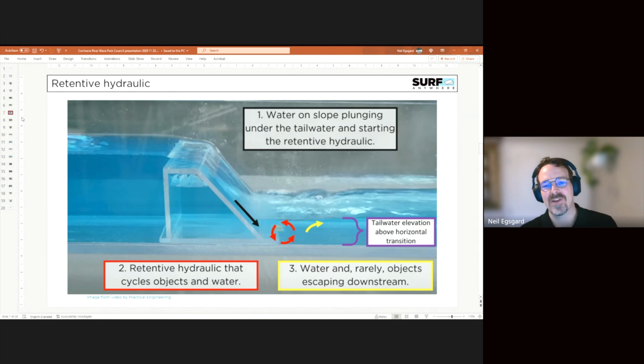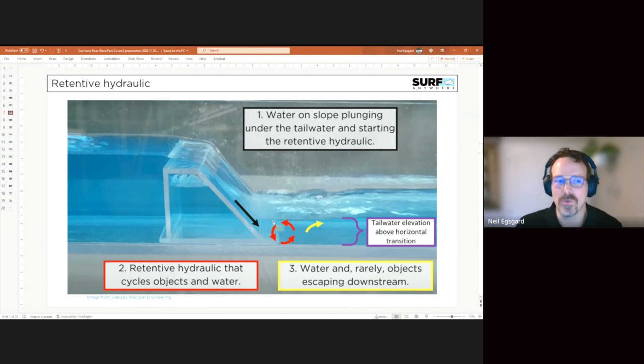So what's a retentive hydraulic? You've probably all seen these. They typically happen at dams, and this is when you have a structure that's creating a drop. The water goes down. The horizontal transition is too low, or is low enough that the recirculation forms, and as a result, if you go in here, you get sucked around and around, and eventually you drown. And you do get let out eventually, or hopefully.